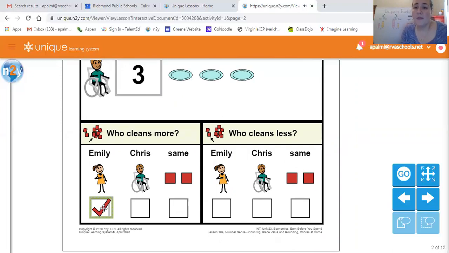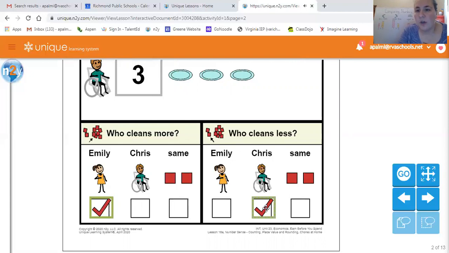Beautiful job. Now the next question says, who cleans less? Well, if Emily was more, that means the other person has to be smaller or less. So it can't be Emily. Who is our other person in our story? Yeah, it's Chris. Now we have another choice over here that says the same, but if I look at my blocks that I put together, do these look the same to you? Are they matching? Are they equal height? No, they're not. So same can't be the answer. So we're going to pick Chris.